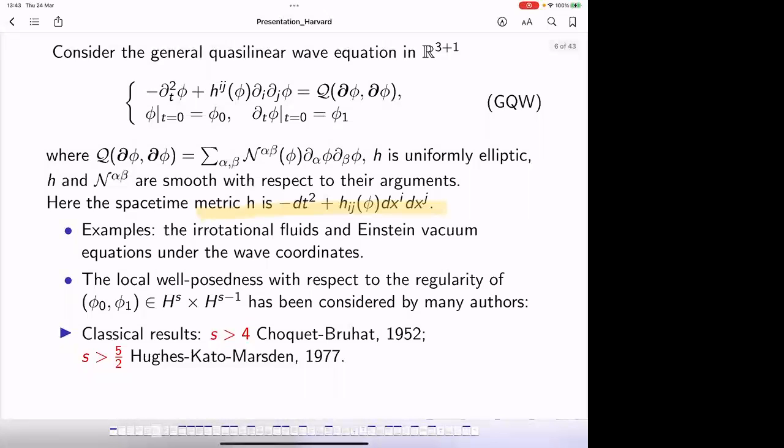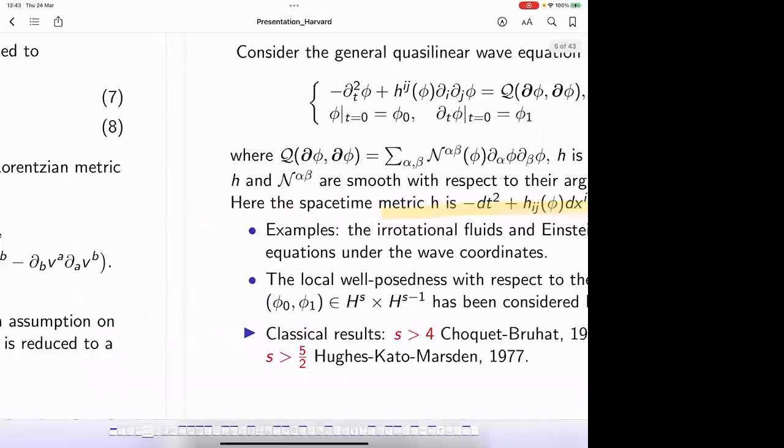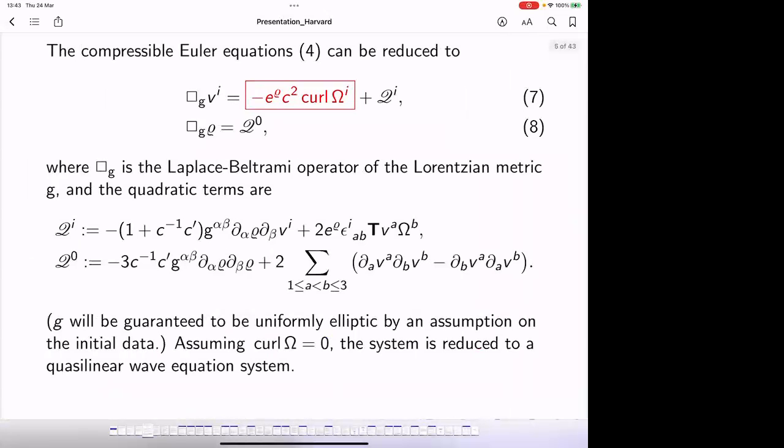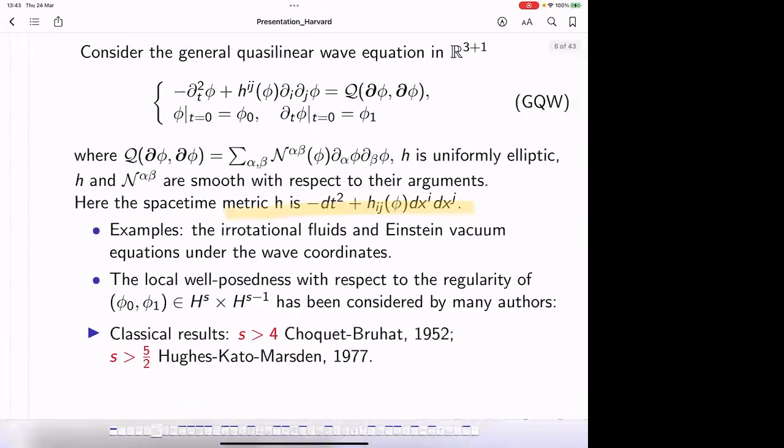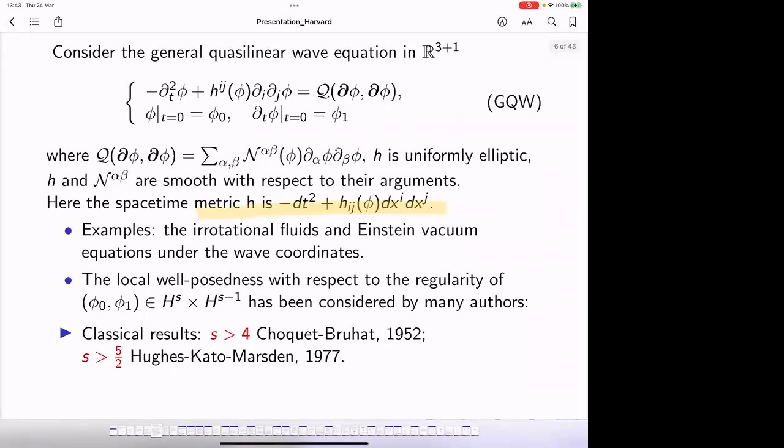So this is just a slightly simplified model, but it already includes, heuristically, two types of important quasilinear wave equations. One is the irrotational fluid, which is what I said when this red box vanishes. And the other one is the Einstein vacuum equation under the wave coordinates. So it essentially includes all the essential difficulty.